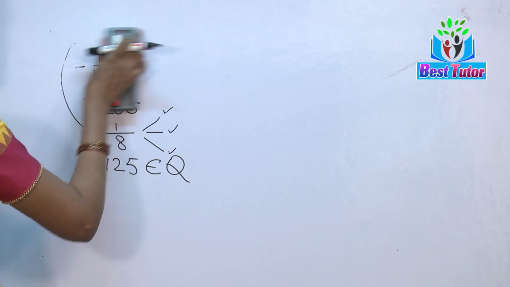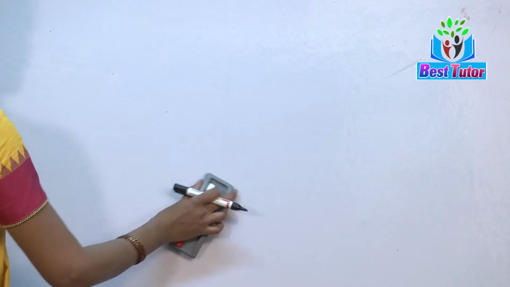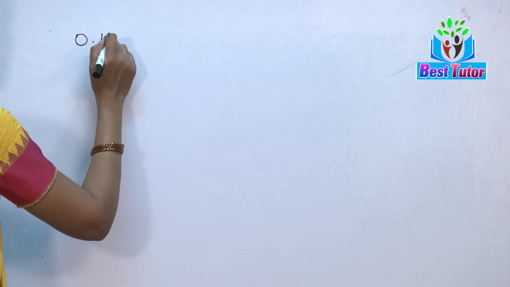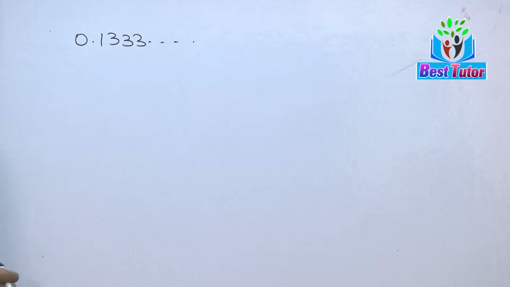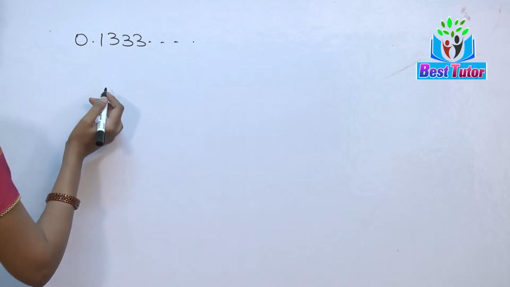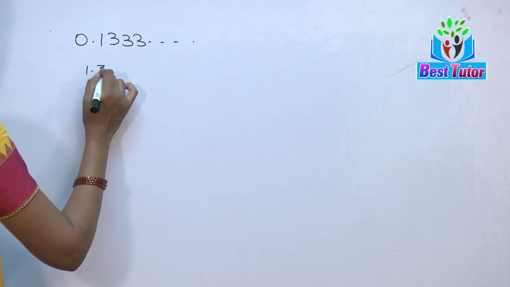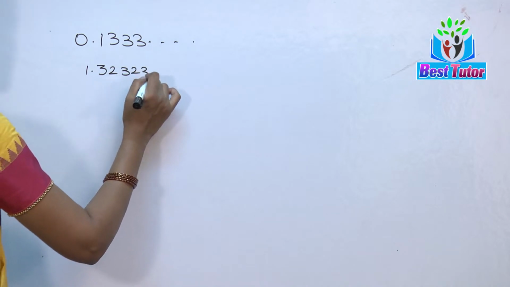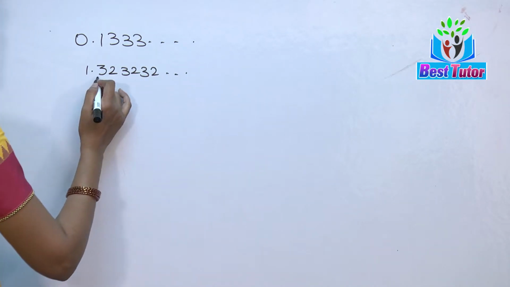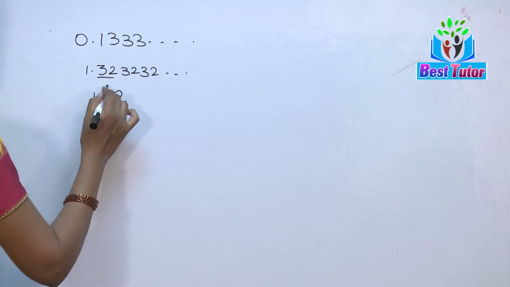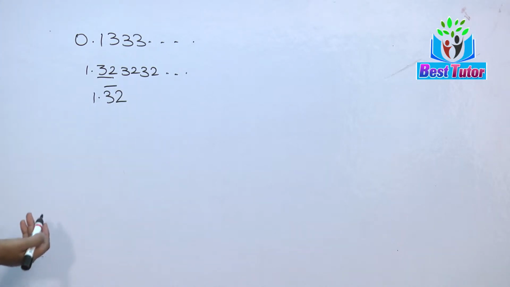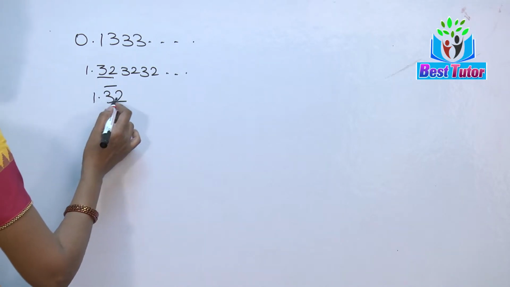How about non-terminating repeating decimals? Let us consider an example. 0.133 and so on. It is a non-terminating recurring decimal. What is the notation of a non-terminating recurring decimal? If I have 1.323232 and so on, here the recurring part is 3, 2. So I would like to represent it as 1.32 with a bar on the digits which are repeated. So it's going to be 1.32 bar.